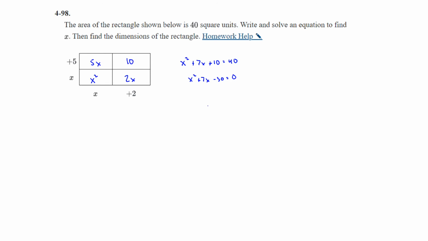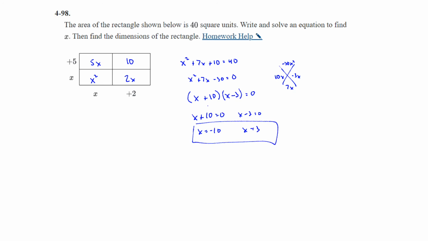So we subtract 40, we get negative 30. You could use your diamond. What are factors of negative 30? X squared, that will add to give you 7x, and that will be 10x and negative 3x. So now we know this would be x plus 10 and x minus 3. And then we can use the zero product property to solve for x. X equals negative 10 and x equals 3. So here are 2 solutions for x.